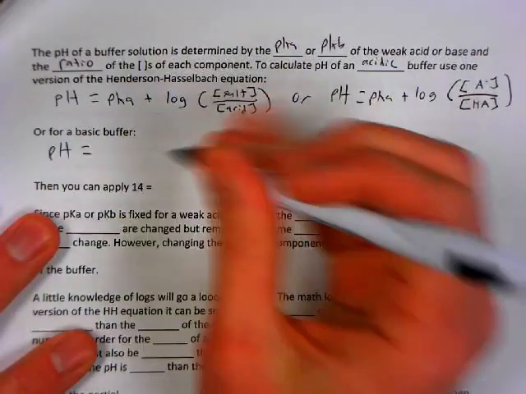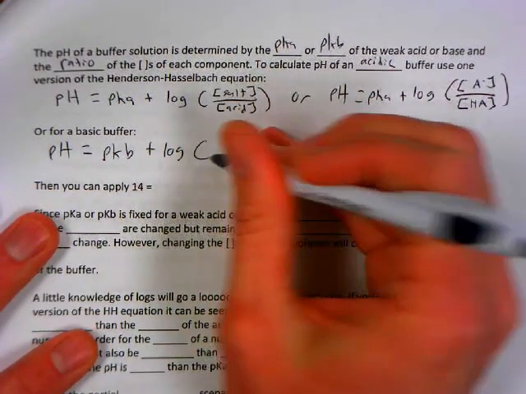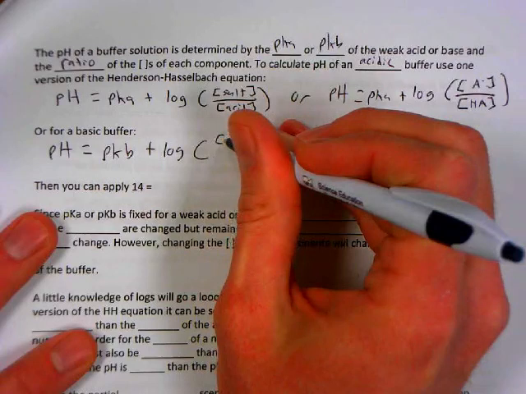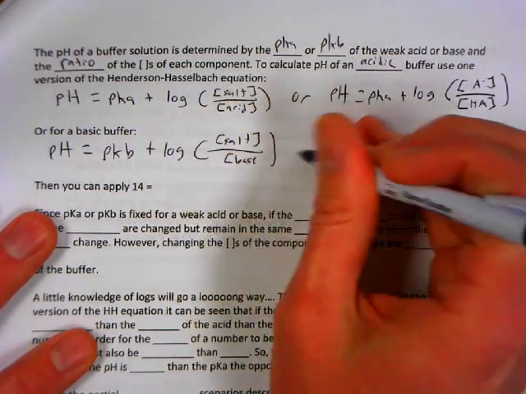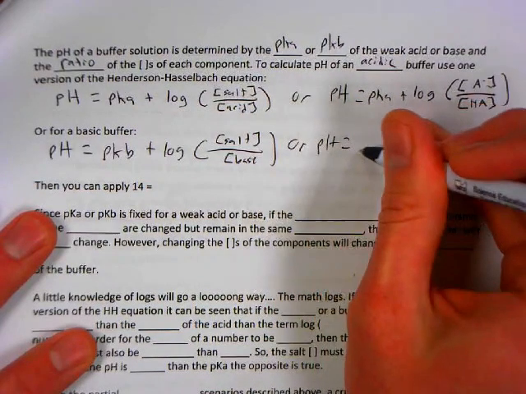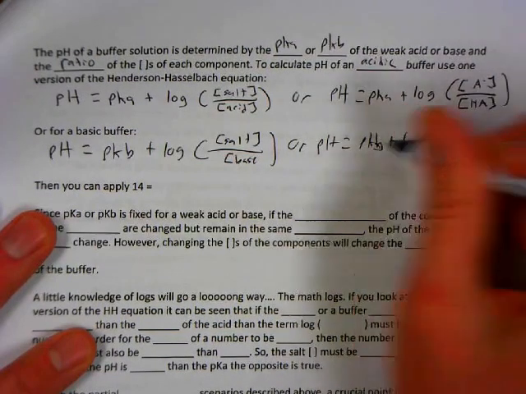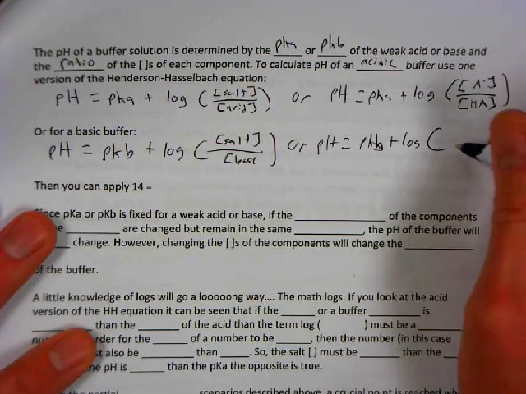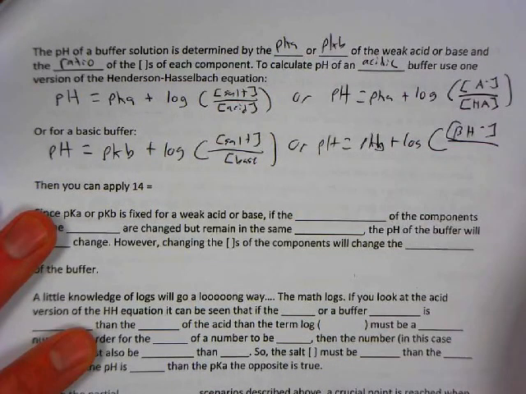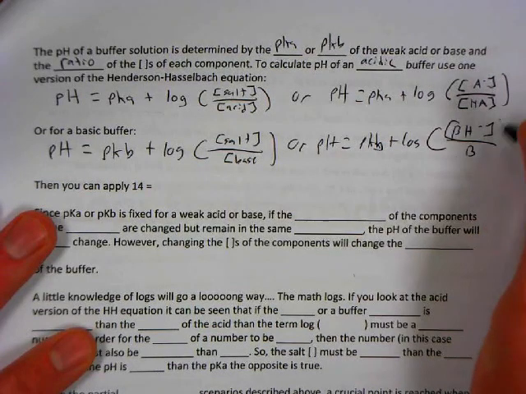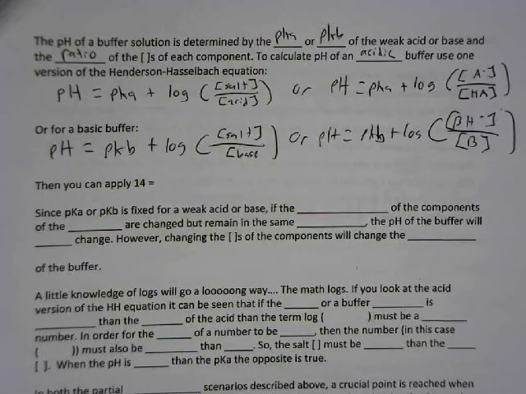For a basic buffer, pH is going to equal pKb plus log of concentration of salt over base, divided by concentration of base. Or pKb plus log concentration of BH plus divided by concentration of B.